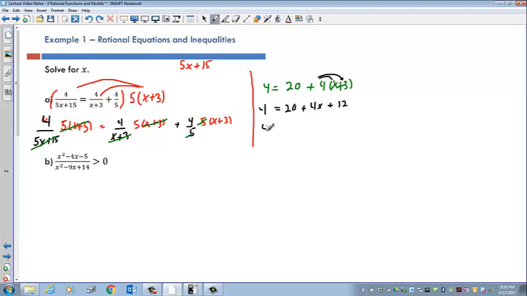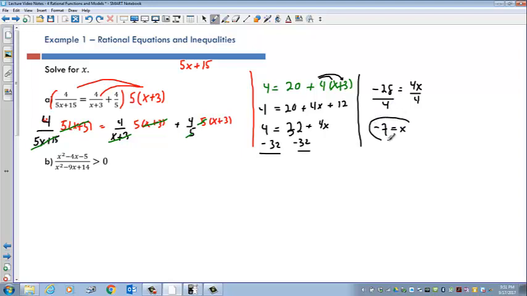And so what do we have? We'll collect those like terms. So we have 32, because 20 plus 12 is 32, plus 4x. We'll move over that 32, so subtract 32 from both sides of the equation. On the left-hand side of the equation, we get negative 28, and on the right-hand side of the equation, we get 4x. To solve for x, since we're multiplying by 4, we do the inverse, or the opposite in a sense, and divide both sides by 4. And so you get negative 7 equal to x. That should be our answer.